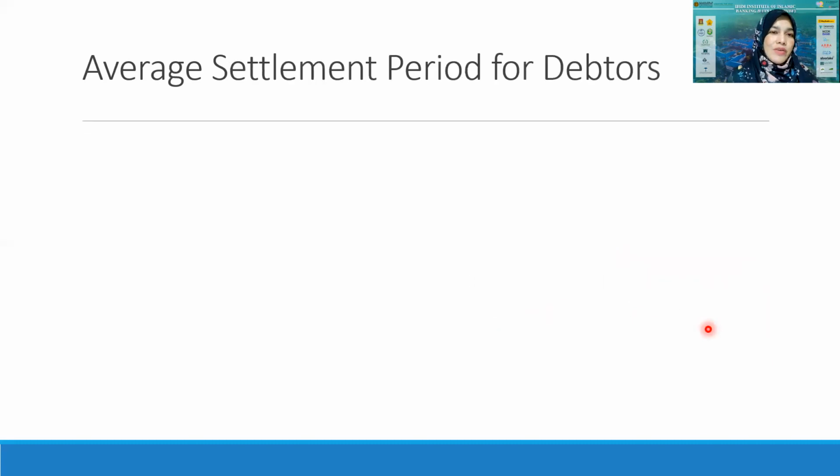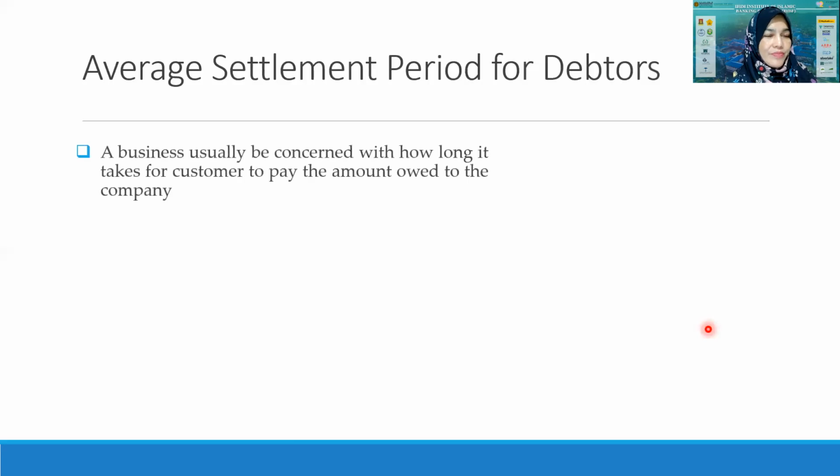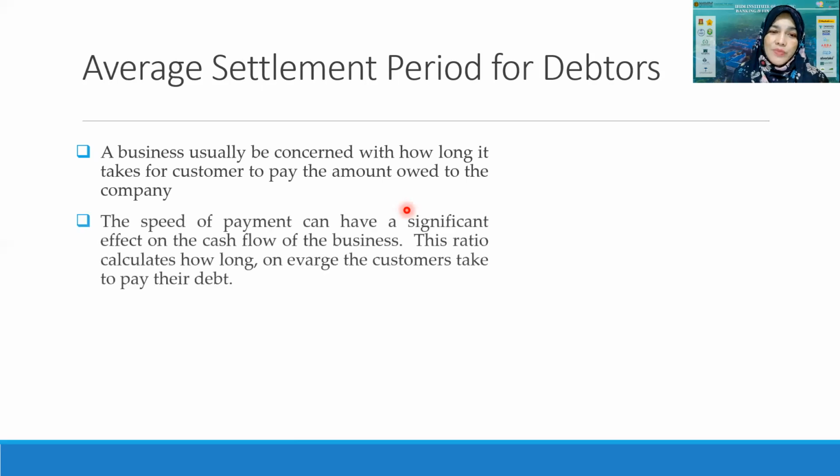This one is about the average settlement period for debtors. This is measuring the ability of the company to get back the debts from the debtors, to collect the debts. Usually a business will be very concerned with how long it takes for the customer to pay the amount owed to the company. Definitely, the company will be very worried about late payment, for example.